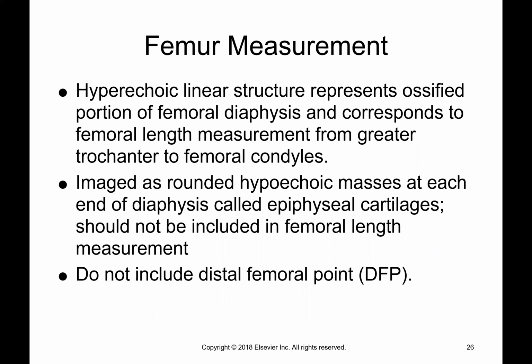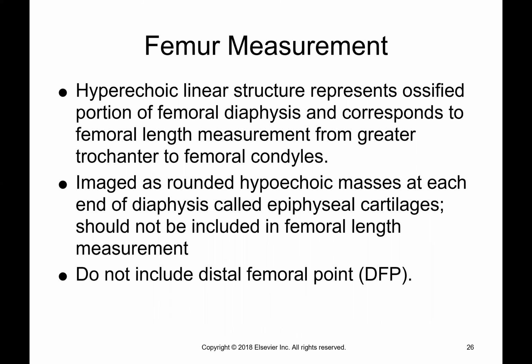Next step after that is the femur measurement. And usually from the abdominal measurement, you just go towards the baby's bottom and the femur will pop right out. And it's a hypoechoic linear structure. You really can't miss it. And it represents the ossified portion of the femoral diaphysis and corresponds to the femoral length measurements from the greater trochanter to the femoral condyles.